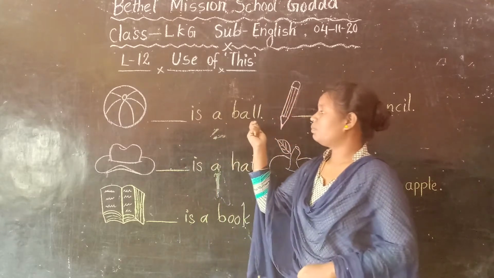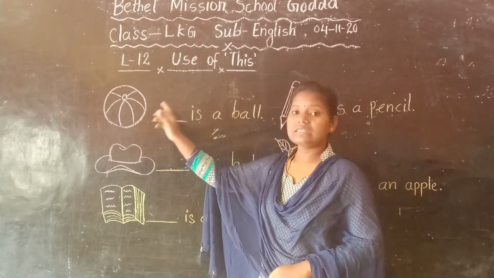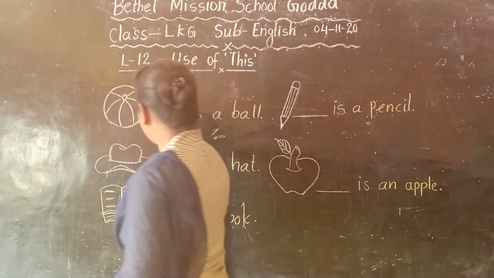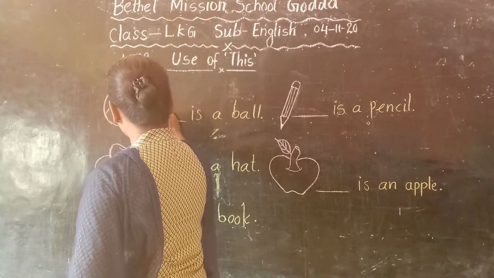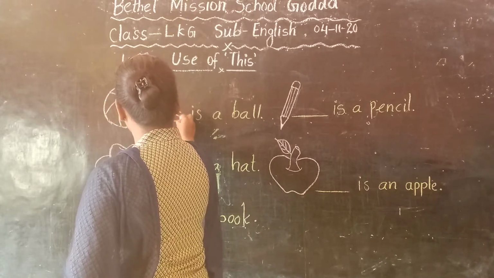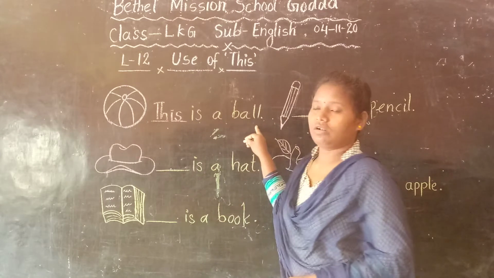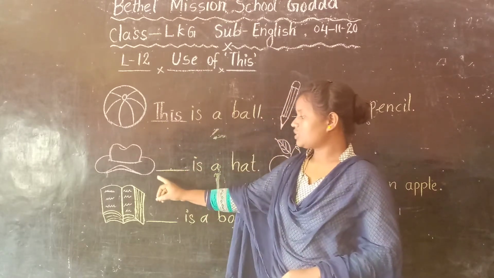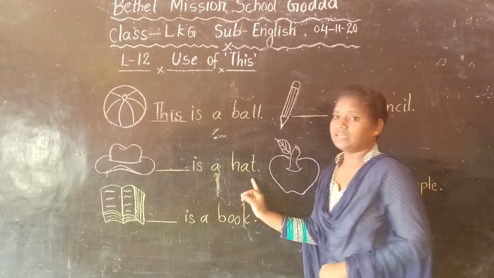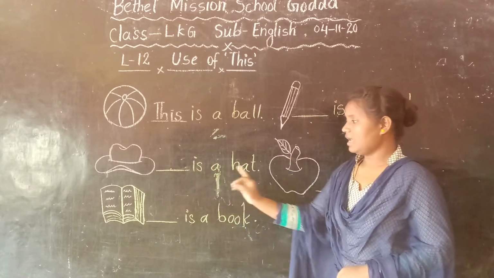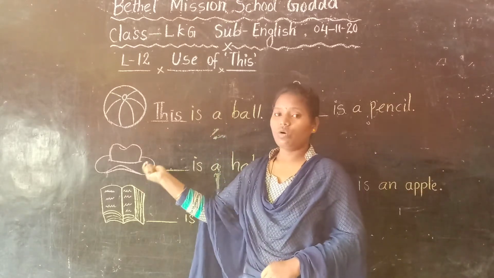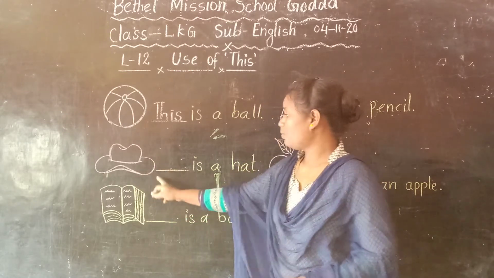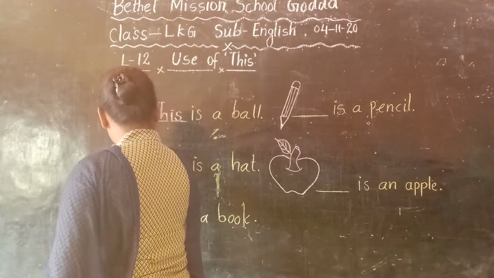Dash is a ball. That means the ball is somewhere near us or with us. So we can write here this. This is a ball. What is the sentence? This is a ball. Next one. Dash is a hat. So this hat also is somewhere near us or around us. Okay. So here we will write this.